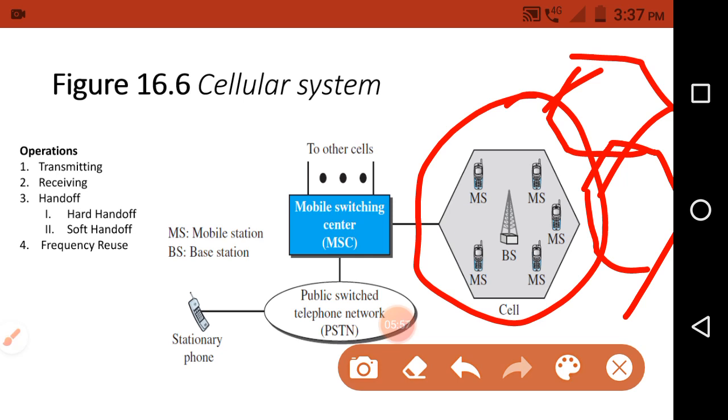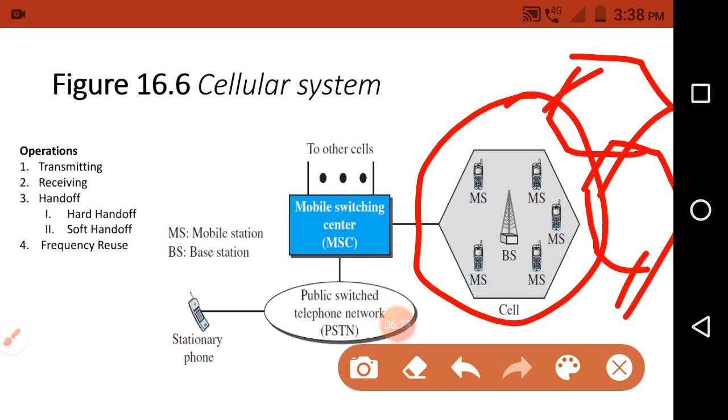Okay, so whenever the population is more, we require more cells. Why do we require more cells? To handle all the calls from all the population, or all the people, present in that particular area. So that's why we require more cells.